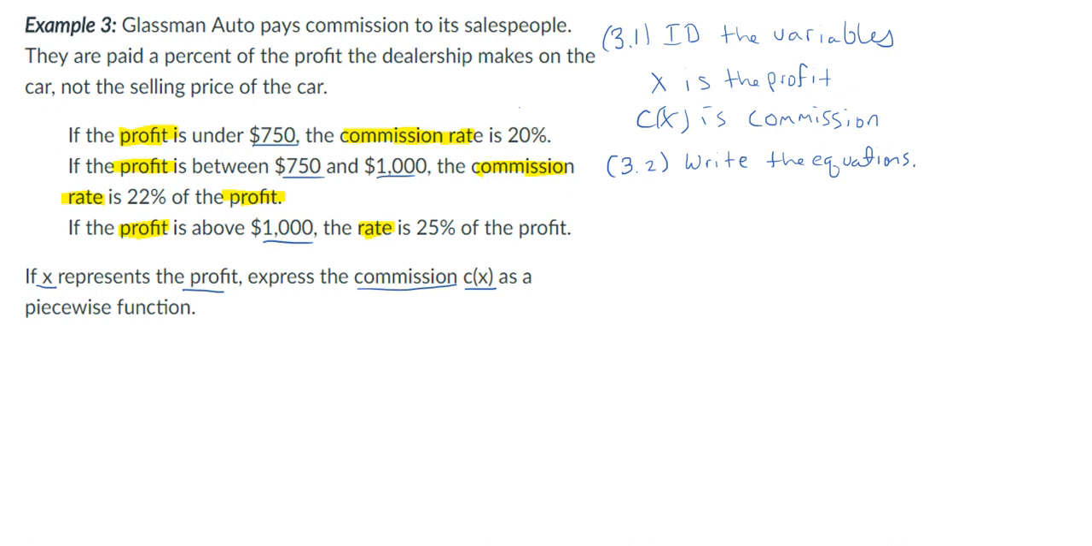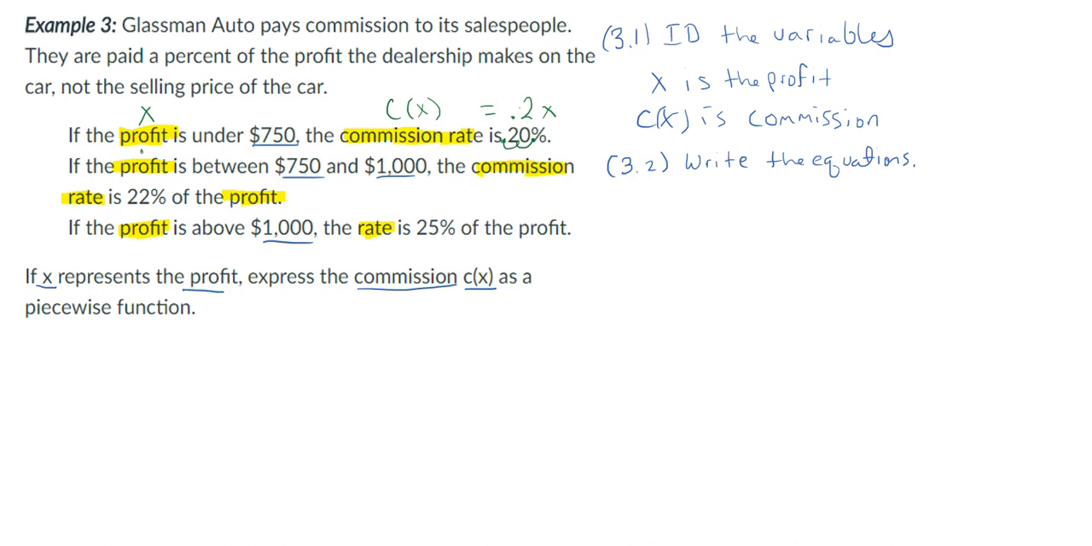So here's what we're going to do. We are going to replace profit with x. The commission, c of x, equals, and then we're going to keep going. We can't use 20% as it is. We have to convert it to a decimal. Moving the decimal in 2 places gives 0.2, and then profit is x. So c of x equals 0.2x.